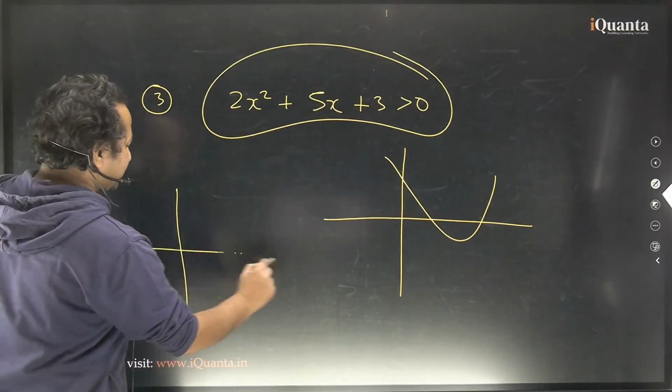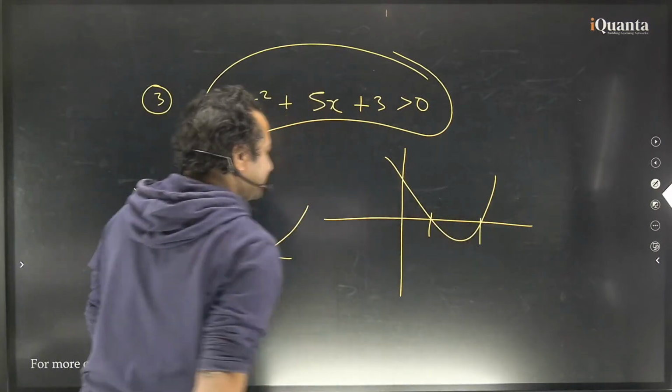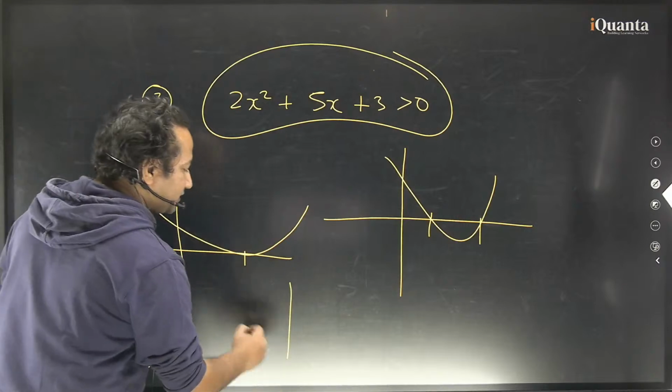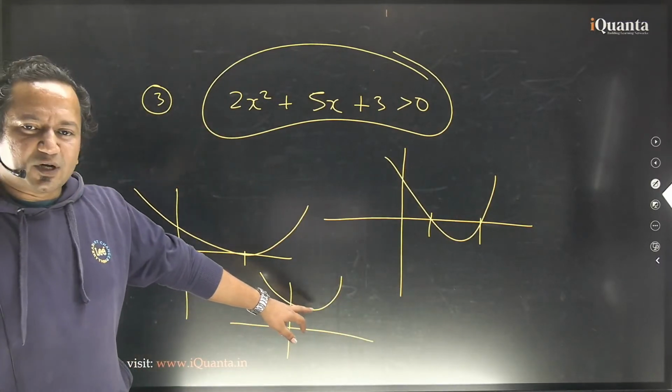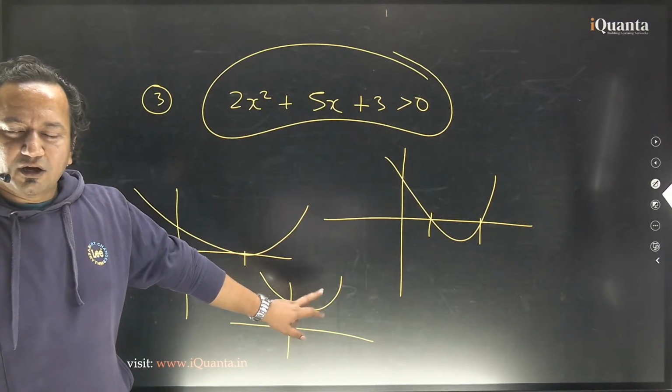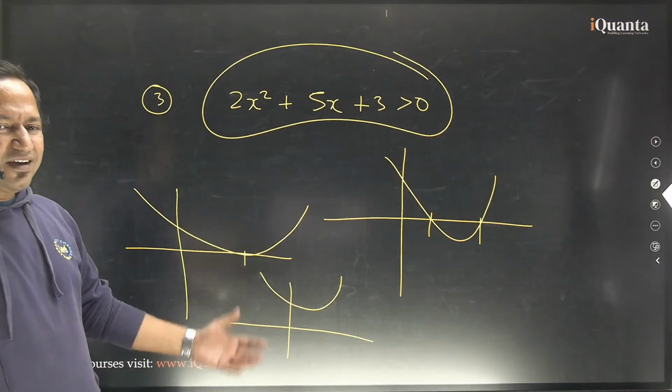There are three ways of parabola. One is it cuts the axis, one is it touches the axis, and one is it doesn't touch the axis at all. In this case, it is always positive, isn't it? In the third case, it is always positive. And the third case is where roots are imaginary.